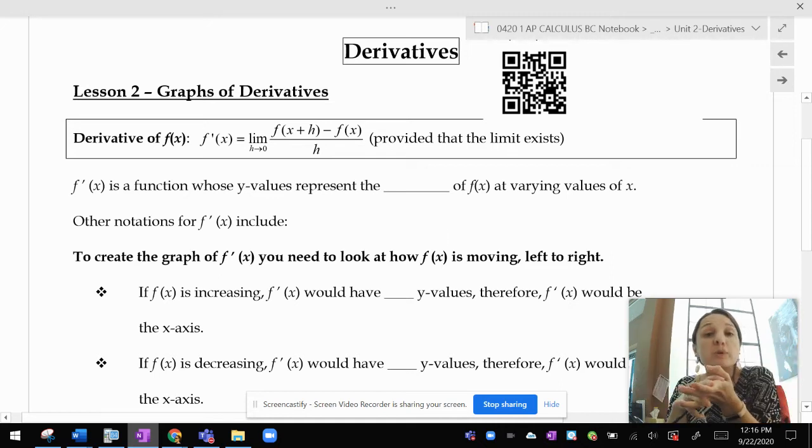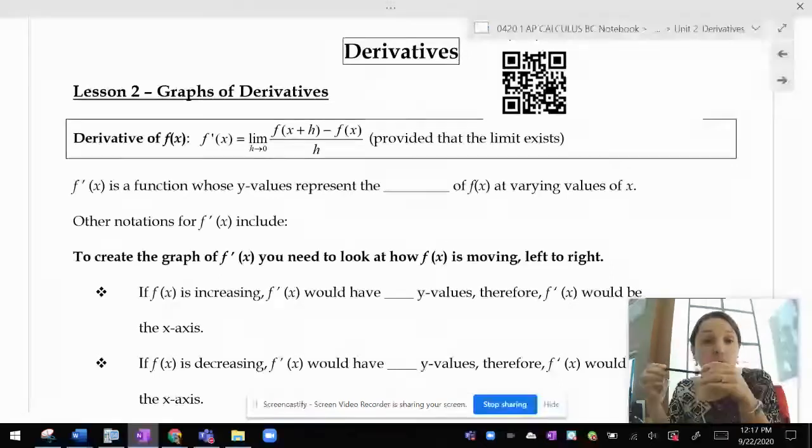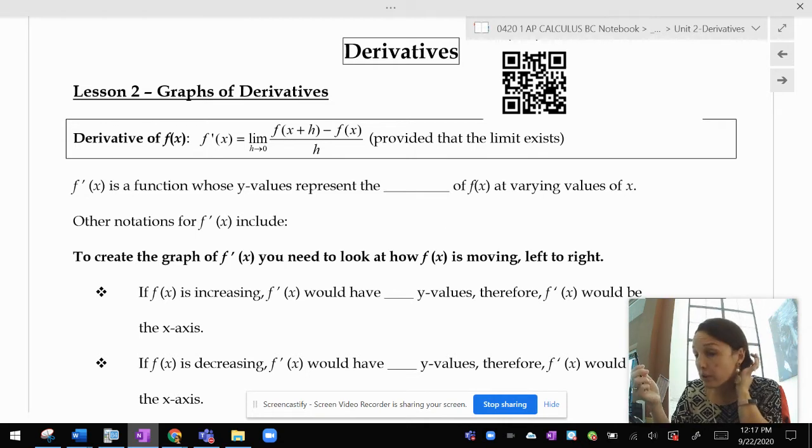So in lesson 1, we talked about the limit definition of the derivative and how to calculate some algebraic derivatives. And now I want to talk about graphs of derivatives, because once we've done both of those things, we can smash it all together and talk about it all at once. So that's what we're doing.